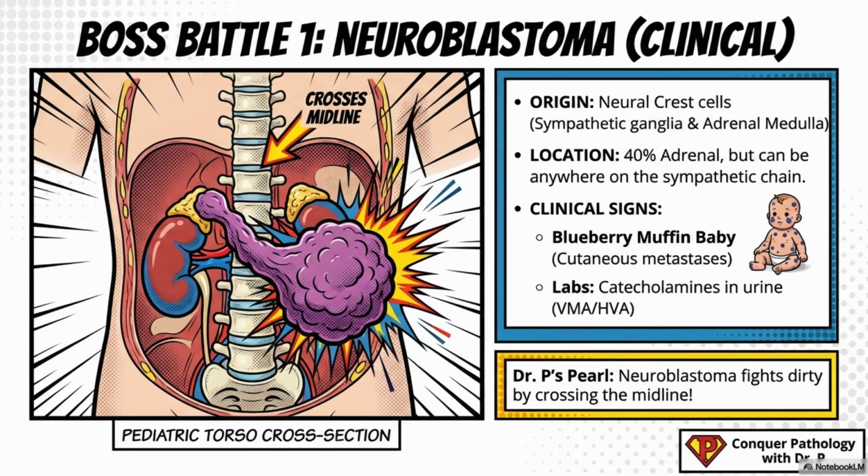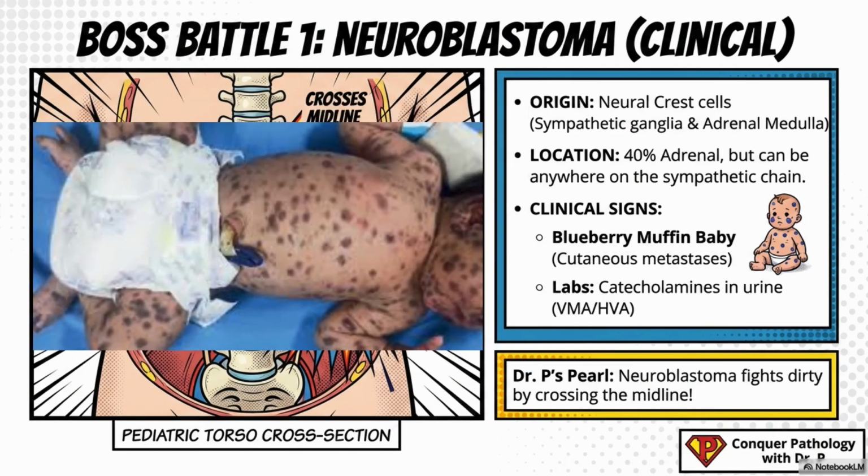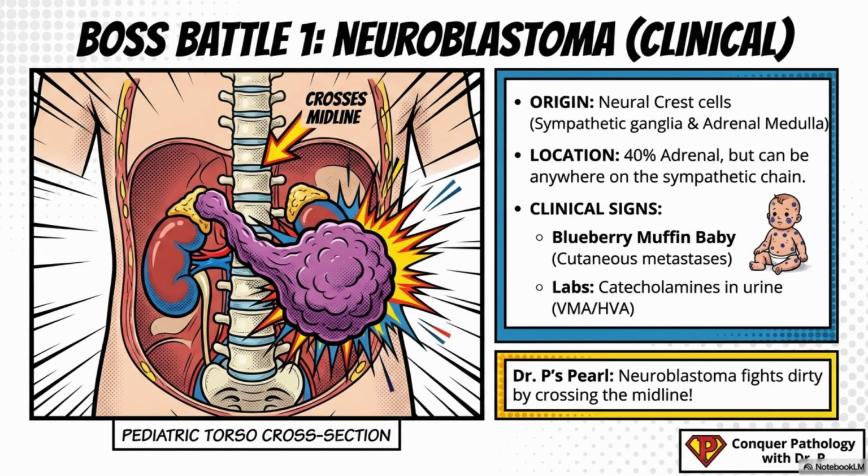These arise from neural crest cells, specifically the sympathetic ganglia and the adrenal medulla. 40% are in the adrenal medulla, but they can pop up anywhere along the sympathetic chain. The clinical sign is the blueberry muffin baby. This refers to cutaneous metastases that look like blue or purple nodules. In lab, you will find catecholamines in the urine, VMA and HVA.